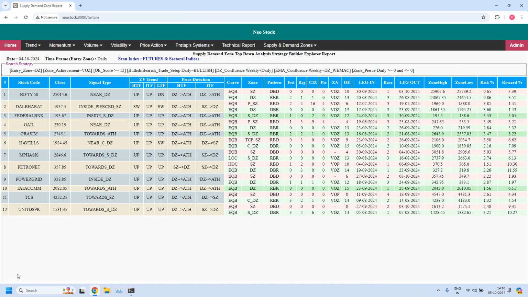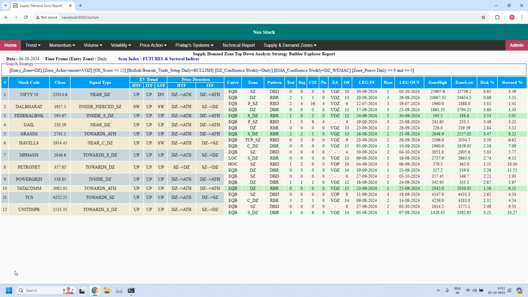Let's verify. Now the list has come down to 12. Out of 17, these 12 stocks have ITF confluence and also EMA confluence with the ITF zone. So the daily zone is part of the weekly zone and the weekly zone trend is uptrend, and also the weekly zone is having weekly EMA confluence. That's why we are saying they are high probability setup stocks. Okay, fine. This is about ITF confluence with EMA confluence.